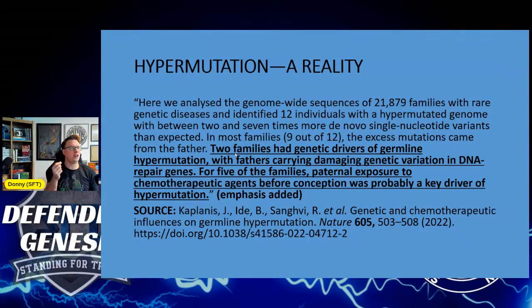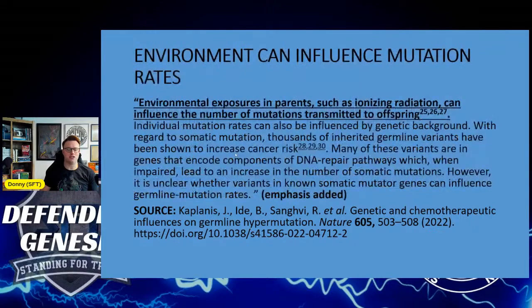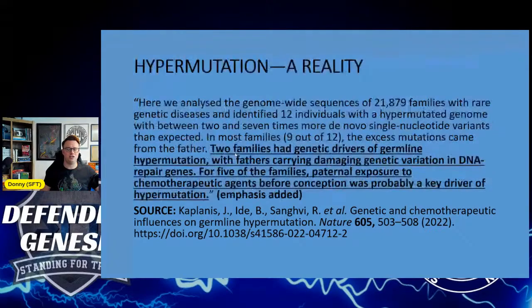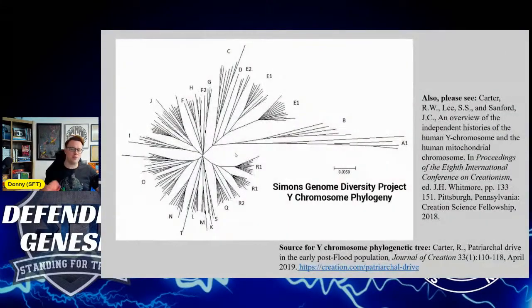Now, it's not necessarily beneficial diversity. It's more likely to be negative variation. That type of variation you get on your brand new car when it comes to dings, dents, scratches, and eventual rust marks. And notice this, the environment can affect the mutation rate. In this case, paternal exposure to chemotherapeutic agents before conception was probably a key driver of hypermutation. Notice this, supporting exactly what I just said, environmental exposures in parents, such as ionizing radiation, can influence the number of mutations transmitted to offspring. And so when you're looking at these branches, the branches essentially reflect DNA differences, mutations, diversity.